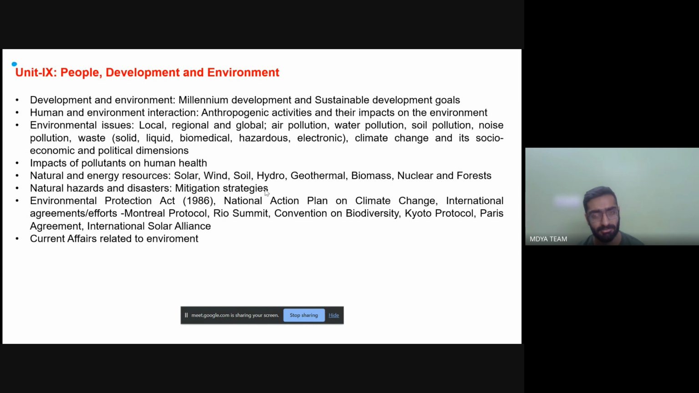The National Action Plan on Climate Change, the international agreements and efforts. The international agreements are listed down, such as the Montreal Protocol, Rio Summit, Convention on Biodiversity, Kyoto Protocol, Paris Agreement, and International Solar Alliance. We'll learn about them just in brief. And also we would keep on studying current affairs regarding the environment. So this is the syllabus of Unit 9 Environment, which is under Paper 1 of the UGC NET JRF examination. Go through this syllabus and try to learn it as well.